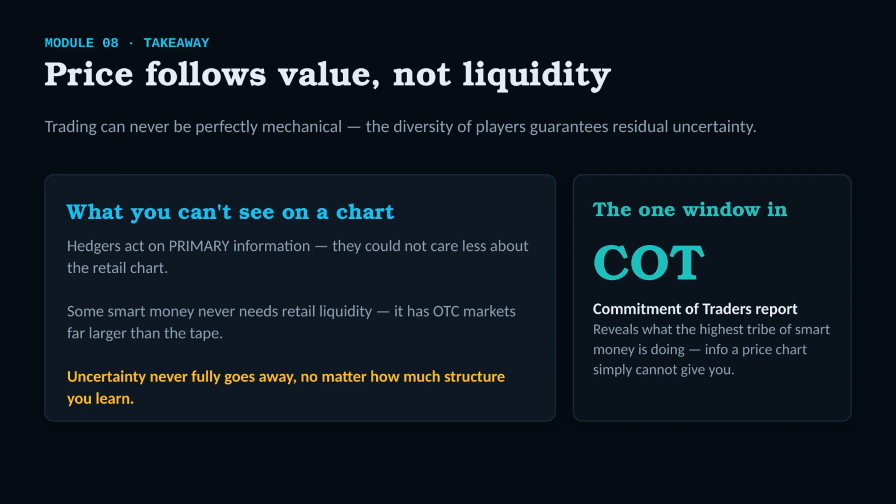you learn. So in summary, trading cannot be a perfectly mechanical game. The diversity of market players prevents that from happening. No matter how much you learn, uncertainty will never fully go away, and there are things that simply cannot be understood by looking at a price chart, or an order flow chart for that matter.